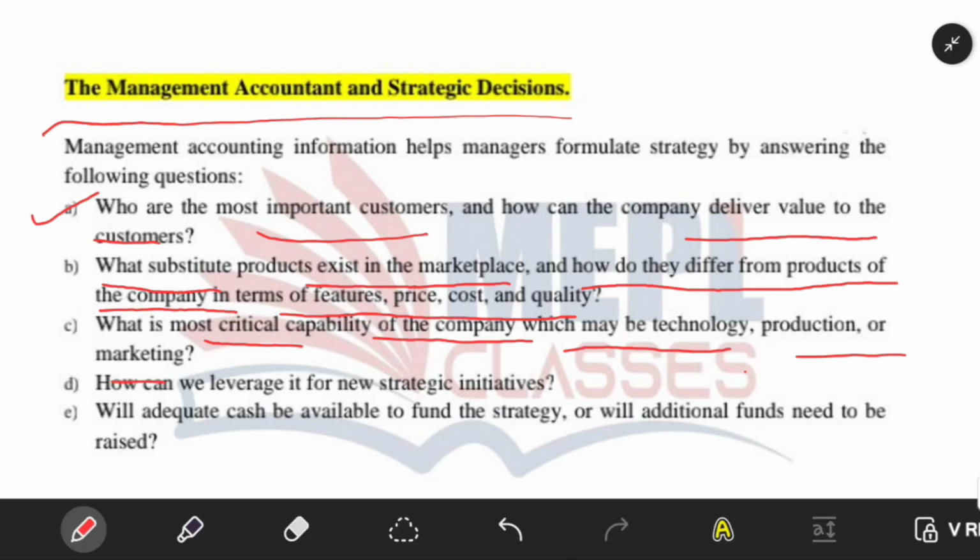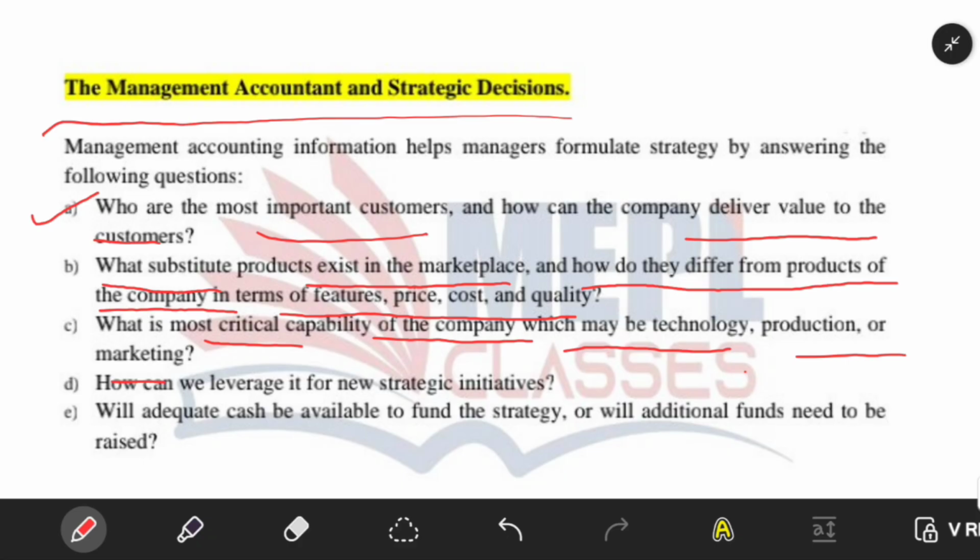Okay. Next is what is the most critical capability of the company, which may be technology, production or marketing. That is, here the management accountant helps to identify the main strength of the business, whether it is technology, production efficiency, marketing skills or something else. Okay, this helps the company to focus and grow in its strong areas.